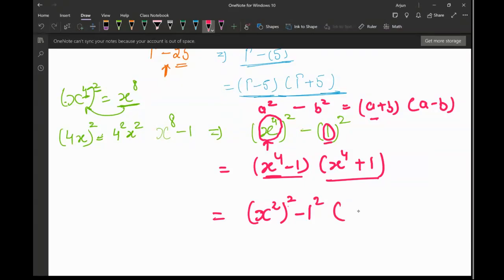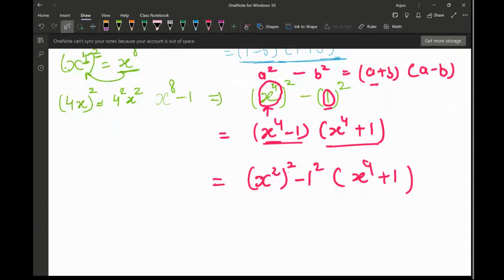And 1 square, I can write it x raised to the power 4 plus 1. I'll leave it as it is. Make sure you put them in the bracket because they are in multiplication. Now this will be again x square minus 1, x square plus 1. That will be the next step.